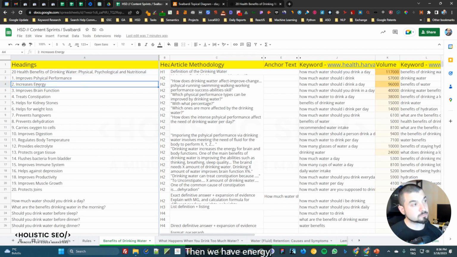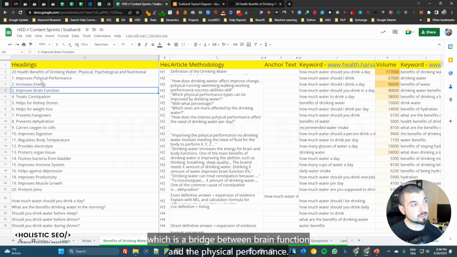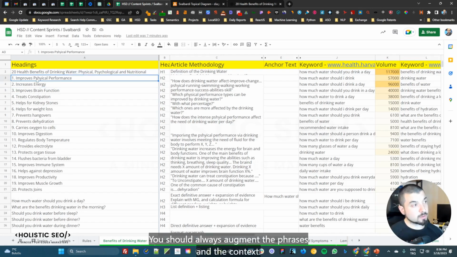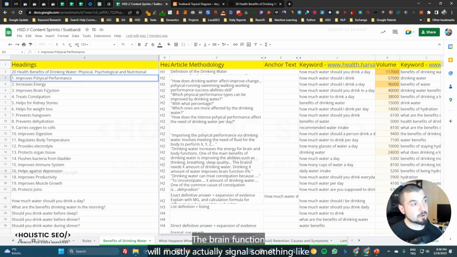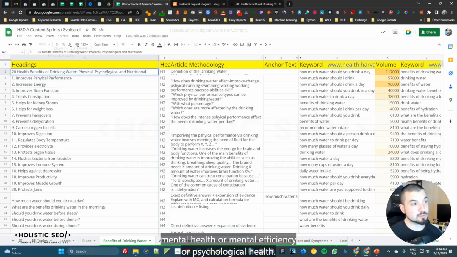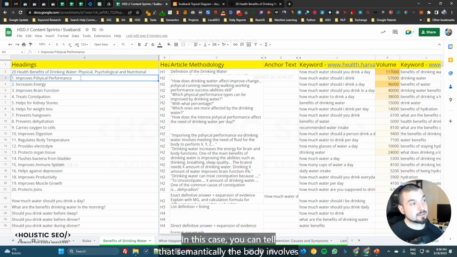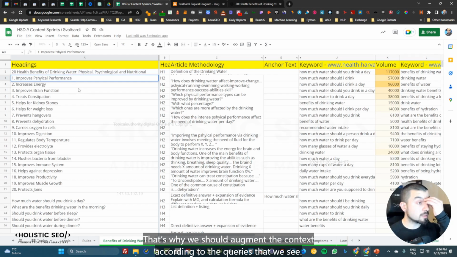Now we have energy, which is a bridge between brain function and physical performance. You should always augment the phrases and the context, which means that physical performance will mostly signal the word body. The brain function will mostly signal something like mental health, mental efficiency, or psychological health. In this case, you can tell that semantically the body involves the brain. Isn't it actually a wrong lexical relation? As I say, any word that we use takes its meaning from the queries rather than the dictionary. That's why we should augment the context according to the queries that we see.